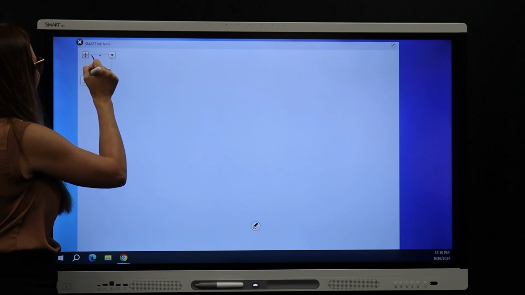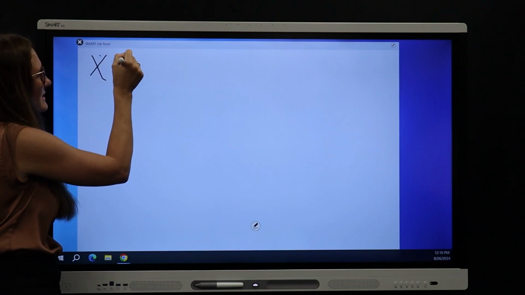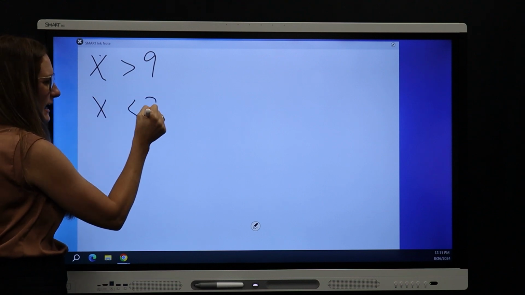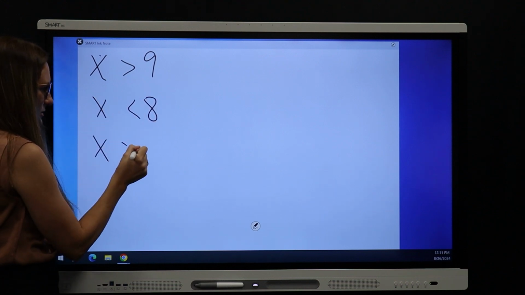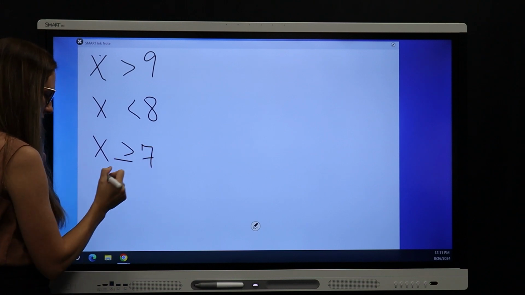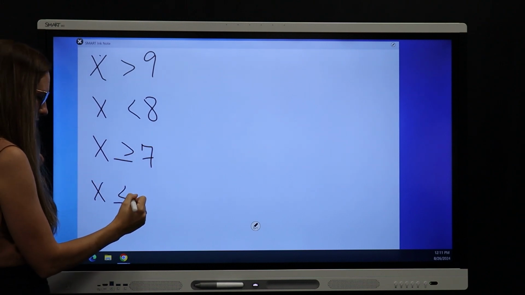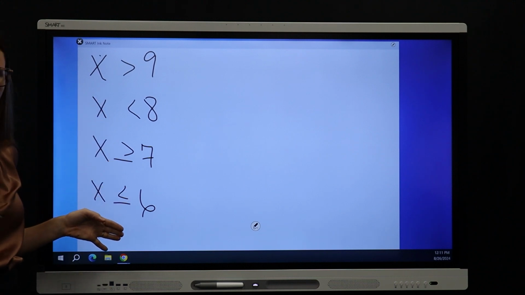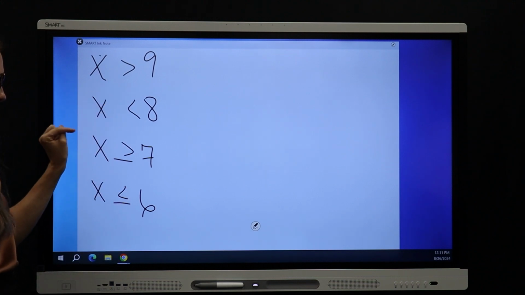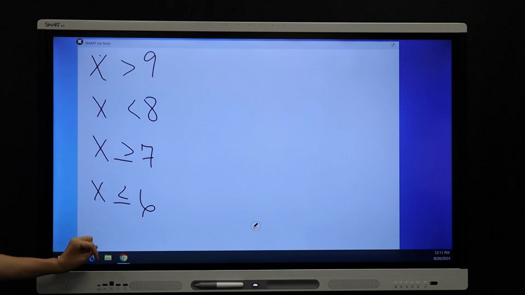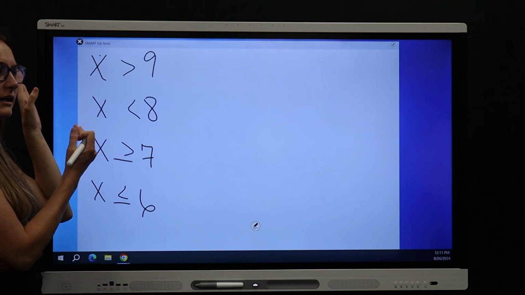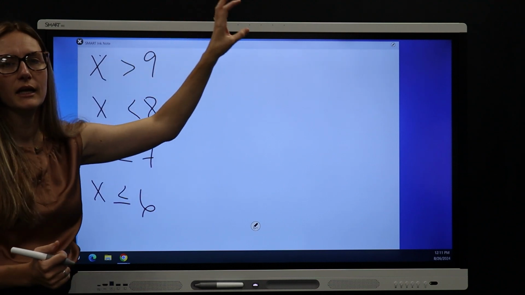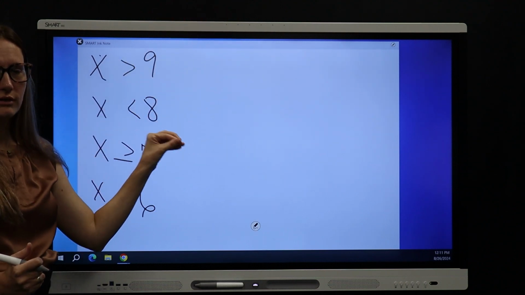Okay. So if I have X is greater than 9, X is less than, we'll say 8, X is greater than or equal to 7, and X is less than or equal to 6. These are our 4 different inequalities right here. We have greater than, less than, greater than or equal to, less than or equal to. This lesson they're going to have us write inequalities, then interval notation, and graphing. So I want to show y'all each of these real quick.